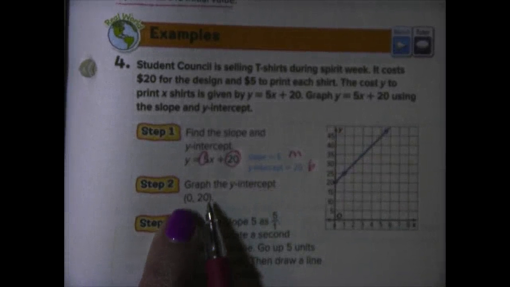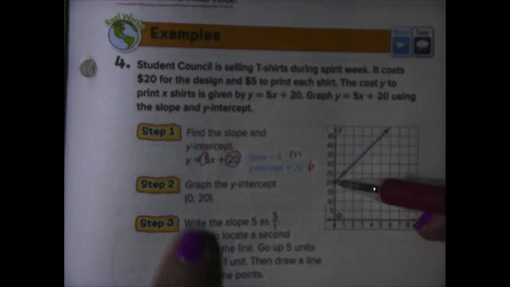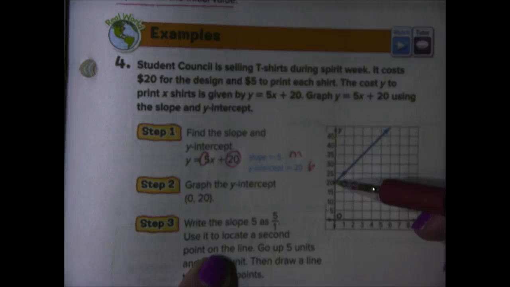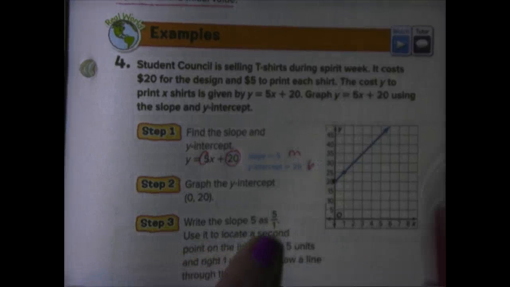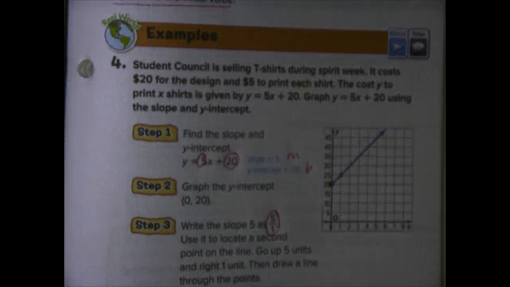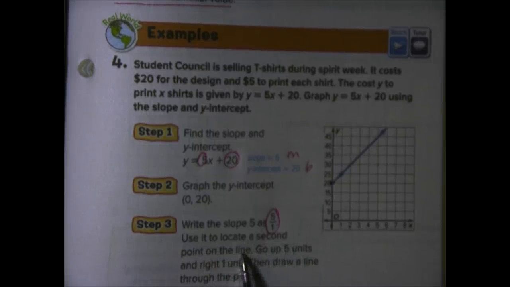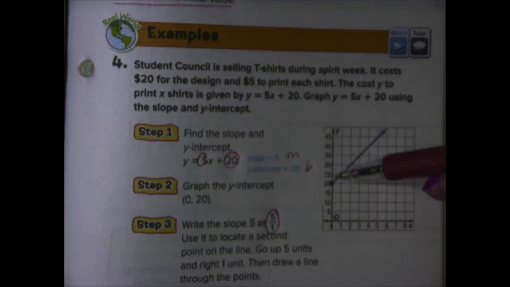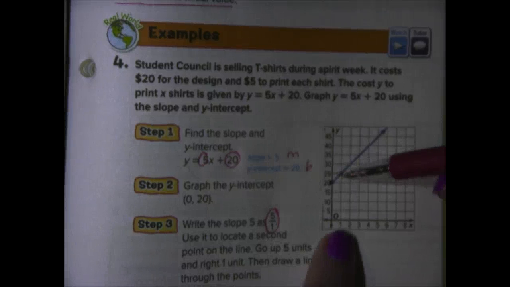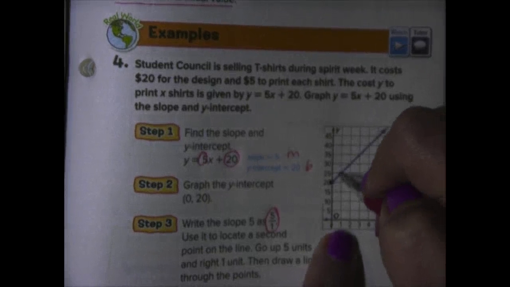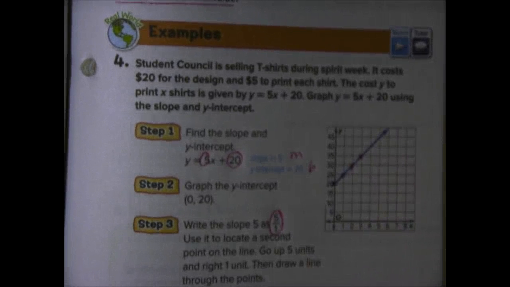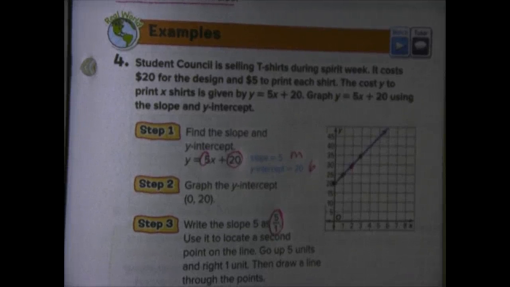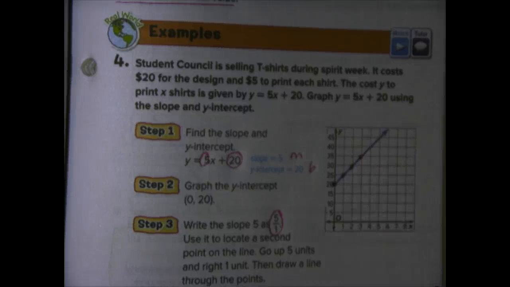Graph the y-intercept. So the y-intercept, we're going to find where the equation crosses the graph at 20, so they've put a dot there for us. And then it says to write the slope as a fraction, so we're going to take 5 and write it as 5/1, and we're going to use it to locate the next point on the line. So notice that the y-axis goes up 5 already, 20 to 25, so we're going up 5 and to the right 1, and we'll draw another dot. Go up 5 to the right 1, up 5 to the right 1. I generally like to have 3 or 4 points to make sure that we're okay. So now we've graphed the line.